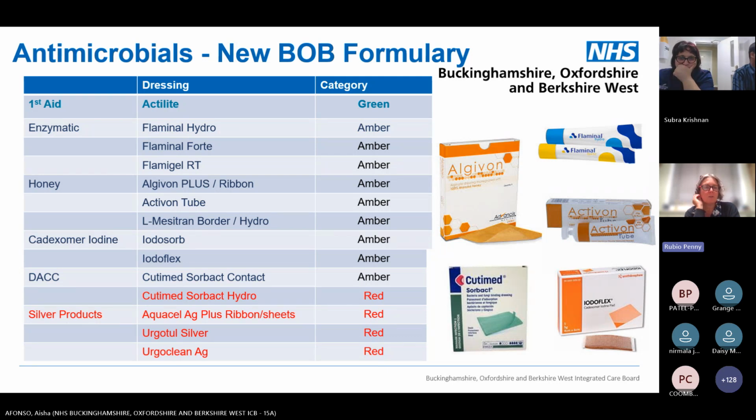Honeys, we have Algivon Plus, which also comes in the ribbon format, and then in the tube, Activon Tube. L-Mesitran Border and Hydro. Then the Cadexomer iodines of Iodosorb and Iodoflex. The dry antimicrobial, the Cutimed Sorbact, that's the dry swab. The moist one that's got gel on it is a red product, only available for TVNs to order. And then there's a range of silver products that again are only available for TVNs to order. They're not your go-to. Your first and second line would be your honeys, your Flaminals, and your Cadexomer iodines. Next slide, please.